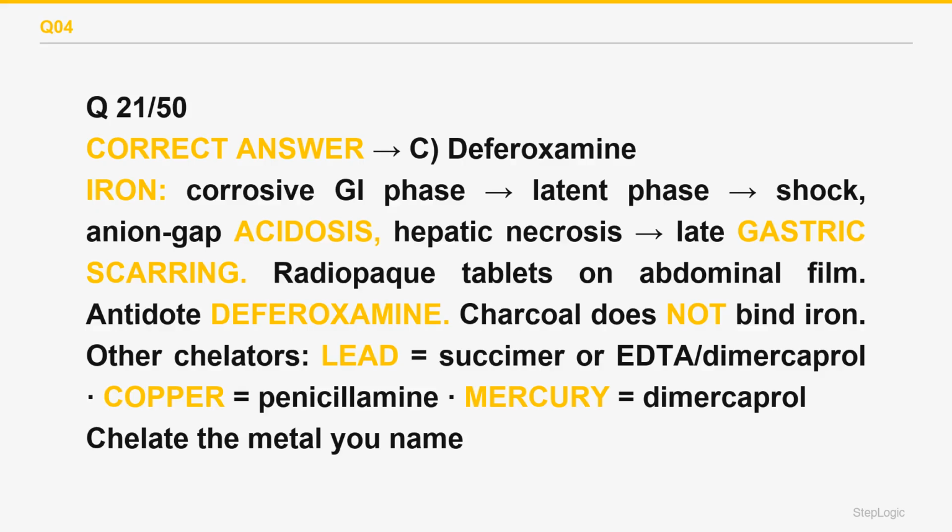Two practical details separate iron from other ingestions and are commonly tested. Activated charcoal does not absorb iron, so it is useless here, whereas whole bowel irrigation may help. And undissolved tablets are radiopaque on abdominal radiography. Matching chelator to metal answers the rest of this family: succimer or EDTA with dimercaprol for lead, penicillamine for copper in Wilson disease, and dimercaprol for mercury and arsenic. If you see a toddler with hematemesis then shock, think iron and give deferoxamine.